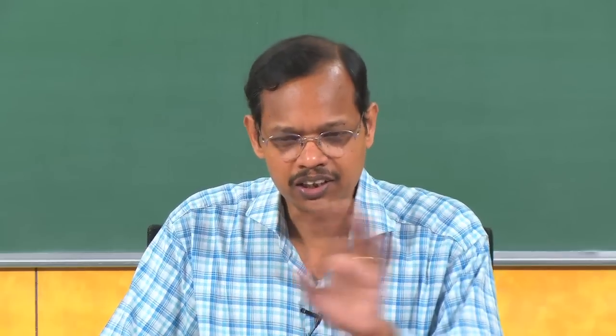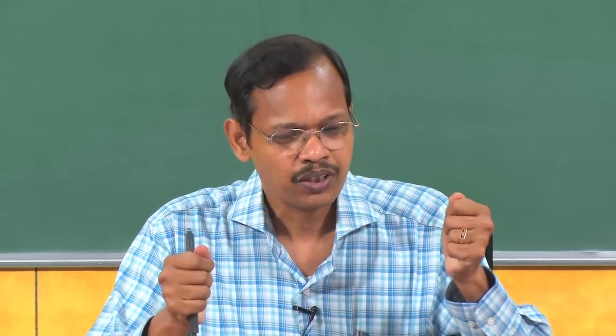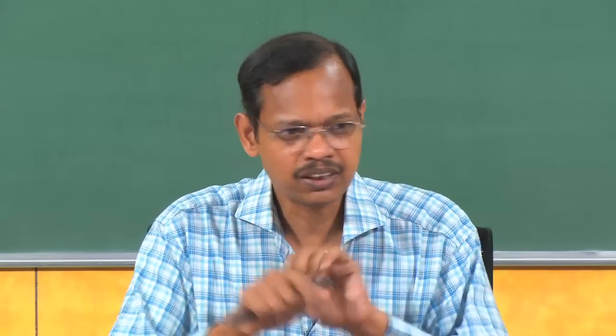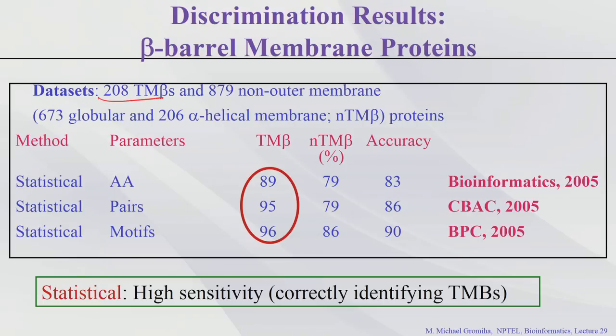Here is one of the results I show. We use statistical methods and machine learning techniques. Statistical methods I discussed earlier in the classes. We use the composition and get the new protein, compare it with group A and group B, and based on that we decide. Here the data set is 2008 positives, and this is the negative data set, a plus and a negative data set. Most of the statistical methods try to identify these positives correctly, with high sensitivity.